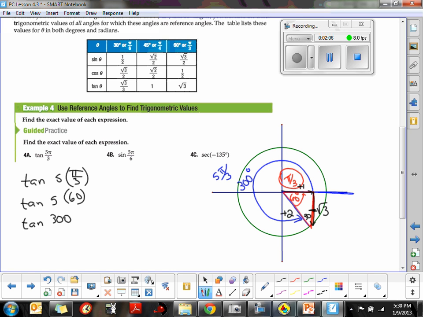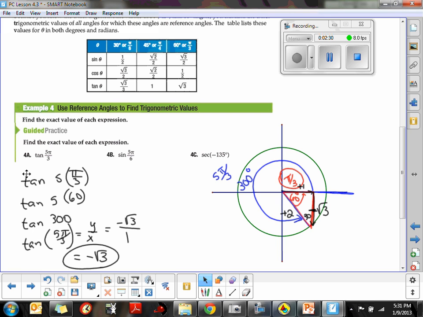So we're asked to find the tangent on this problem. And the tangent of 5 pi thirds, I'm going to go back and put it back to the original, is equal to the y over x, which means the y value is the side opposite, which is a negative square root of 3, all over the x value, which is 1. So it's nothing more than a negative square root of 3. We have to find exact values for each of these trig ratios.